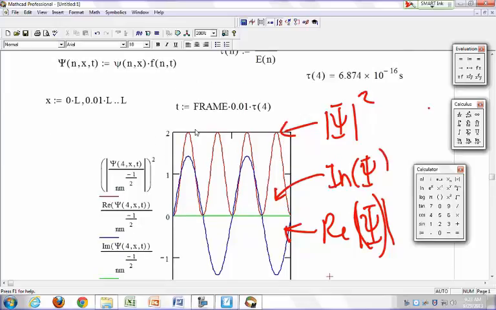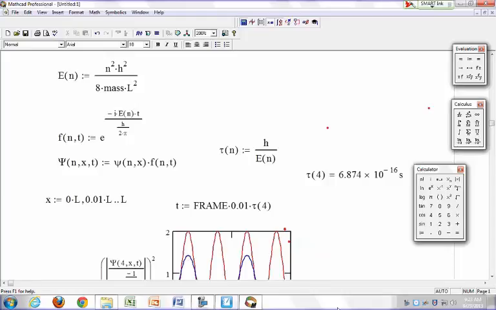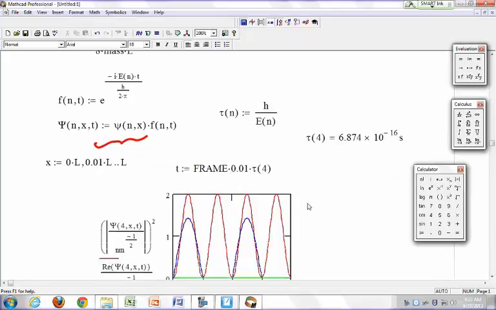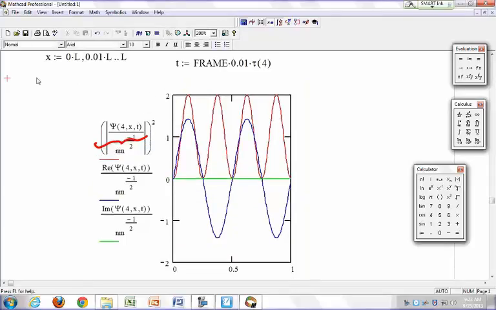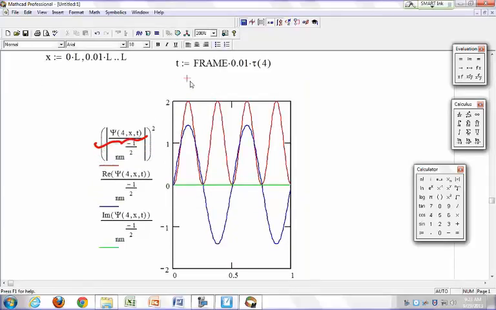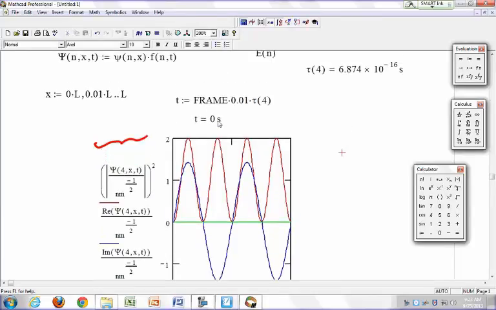Okay, at time 0, what do we notice at time 0? At time 0, this part is 0, right? So everything is real. Well, as time advances, you're going to see your imaginary and your real parts are going to change. Okay, so now I'm going to put a little space here, and say t equals, I'll put this in terms of tau, okay, tau of 4.